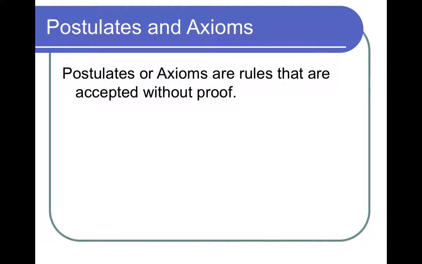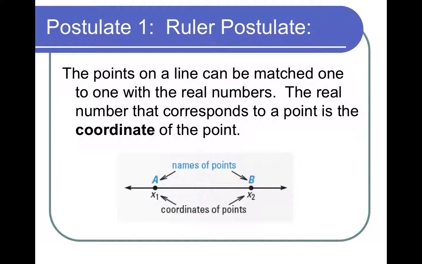Just to remind you, we did this last time as well, an axiom or a postulate is an accepted statement of fact. You don't have to prove them, they're just accepted. Now we're going to talk about our first statement of fact for segments, and that is the ruler postulate. The ruler postulate says that the points on a line can be matched one-to-one with real numbers. Those are called the coordinates.